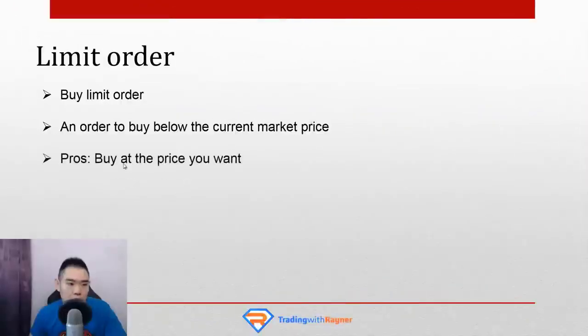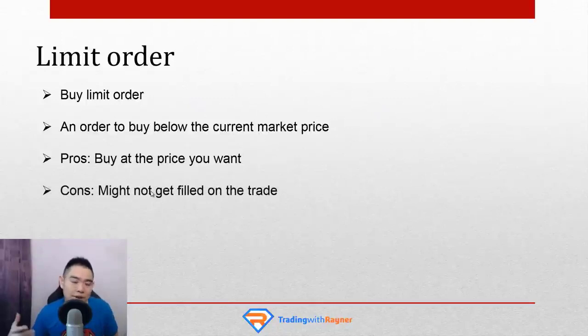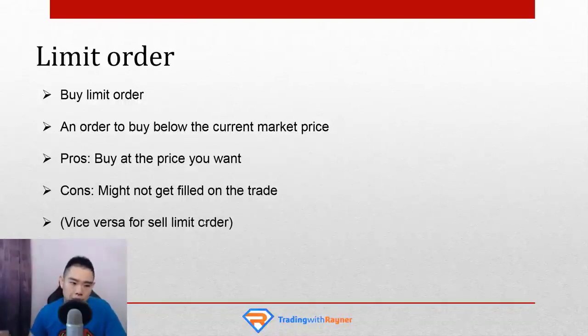Of course, the good thing about it is that you get to buy at the price you want. The downside is you might not get filled on the trade. So maybe you're waiting for the level, but the market doesn't come to the level, and instead it continues going up higher. Then clearly you wouldn't be in the trade. And vice versa for a sell limit order, the concept is just the opposite.